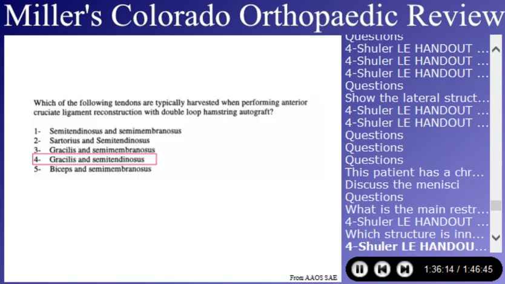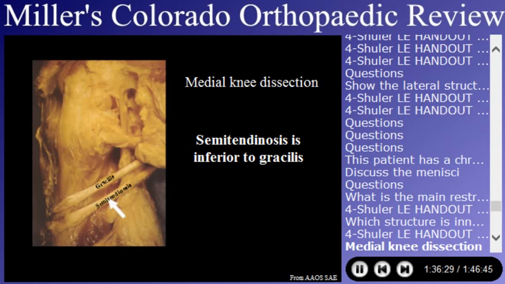Which of the following tendons is typically harvested, you hope is harvested, when performing anterior cruciate ligament surgery with double loop hamstring autograft? Which ones? Gracilis, say grace before T, gracilis semitendinosus, and here's a picture of what that looks like. Do not forget gracilis above semi-T. Semi-T is inferior to the gracilis on the medial knee dissection.